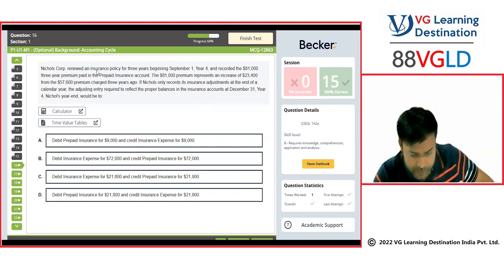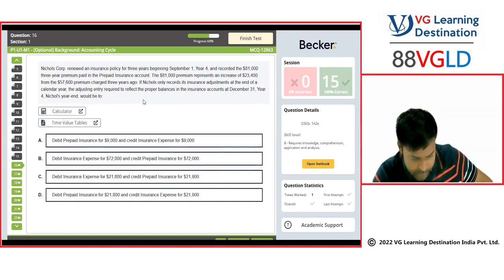Anyone? The company renewed an insurance policy for 3 years beginning on the 1st September year 4, recorded 81,000, 3 years payment paid, in the prepaid insurance amount. So you have recorded 81,000 in the prepaid insurance because this is the 3 years insurance. Okay. 81,000 represent an increase of 23,000 from 57,600 charged 3 years ago. If Nicholas only records the insurance adjustment at the end of the calendar year, the adjusting entry required to reflect the proper balance on 31st December year 4 would be.